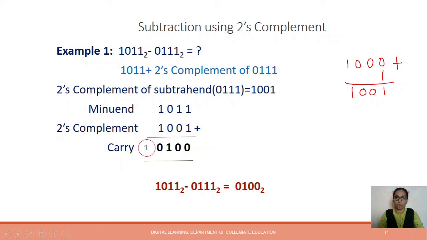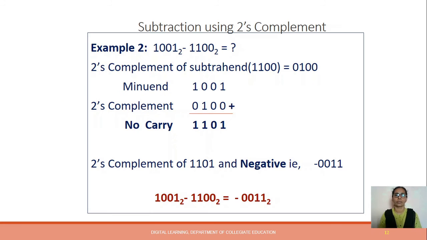That's how the 2's complement subtraction works. So the thing to remember is, first find out the 2's complement of the subtrahend, add it to the minuend, then if there is carry, leave it and go forward. Answer is positive. Here is another example using 2's complement method.